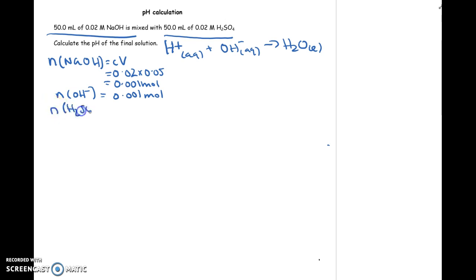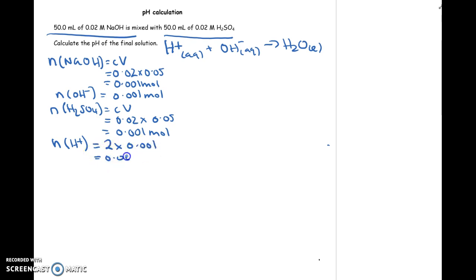Now let's do the number of moles of sulfuric acid. So the number of moles of sulfuric is equal to CV, which is equal to the concentration, 0.02, times the volume, 0.05, which is 0.001 moles. Now our equation is not using sulfuric, it's using hydrogen ions. So we're going to have to find the number of moles of hydrogen ions. Now what you will note with sulfuric is that it's diprotic. So this means that when it's put with a strong base, it will release twice as many hydrogen ions. So the number of moles of hydrogen is 2 times the number of moles of sulfuric, which is 0.002 moles.